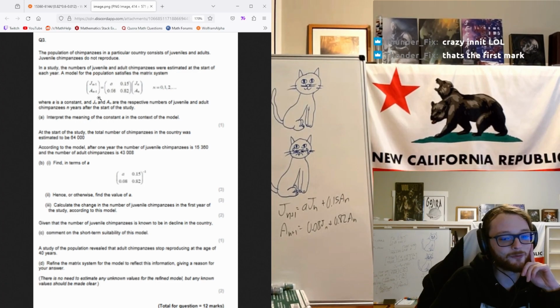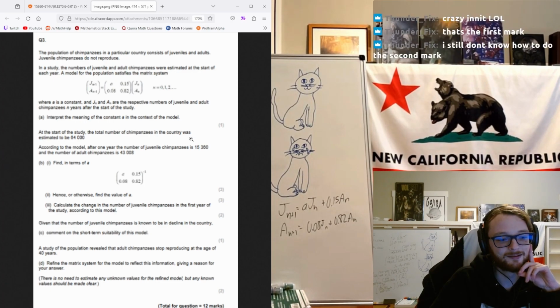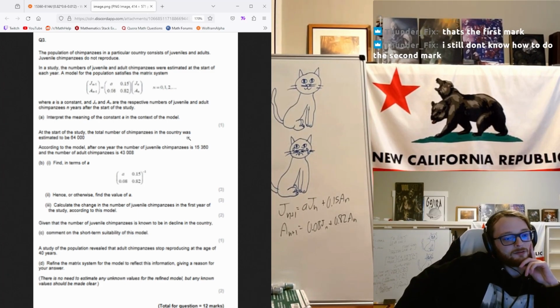So you still don't know how to do the second mark. Do you have to actually make... I guess you would have to actually make the matrix, and then what sort of dark wizardry do you do to make the model?